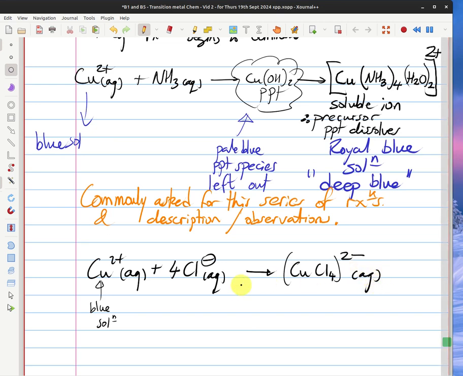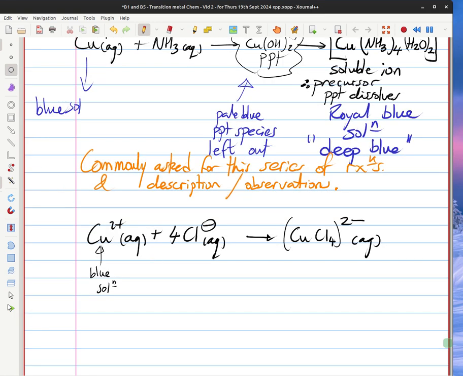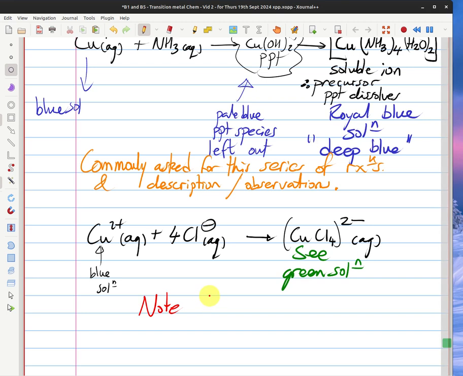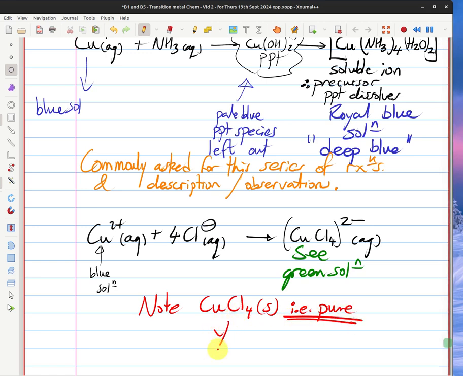But if the concentration of chloride is low, and we're doing this inside of an aqueous environment, you will typically see a green solution. But it's not really green. Because what's actually happening is the compound copper tetrachloride in the solid phase, i.e. pure, right? This is the point. When it's pure, it's actually a yellow color.